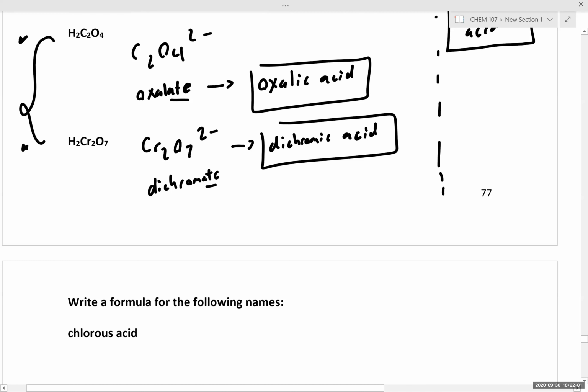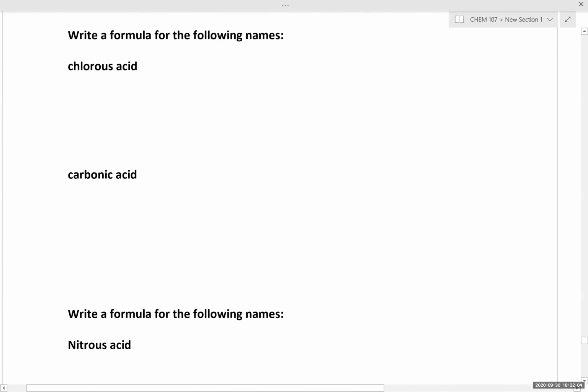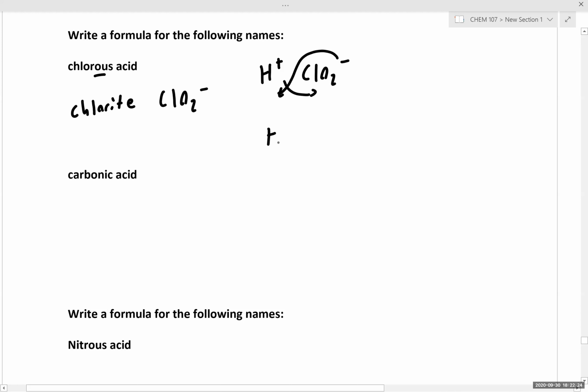So let's now try to write the formula given the following names. So I'll do the first two and you'll do the second two. So chlorous, the OUS is derived from ITE. I know chlorite is ClO2-. As it's an acid, I write H+ and my polyatomic ion and then I cross the charges, and that gives us HClO2 for chlorous acid. This first example is sort of a mirror of the bonus example we just did.